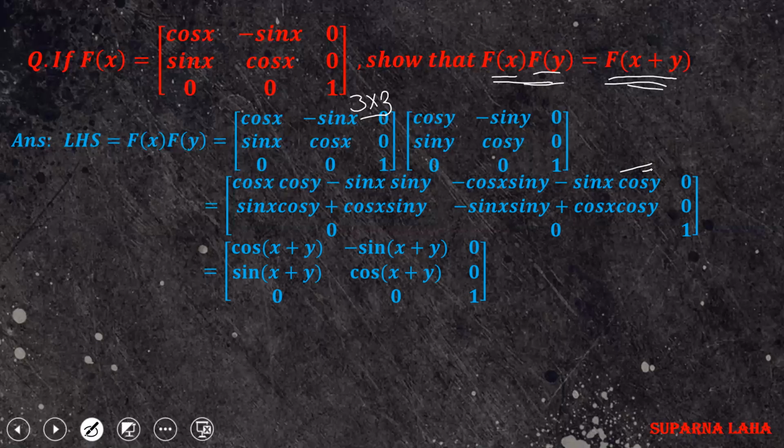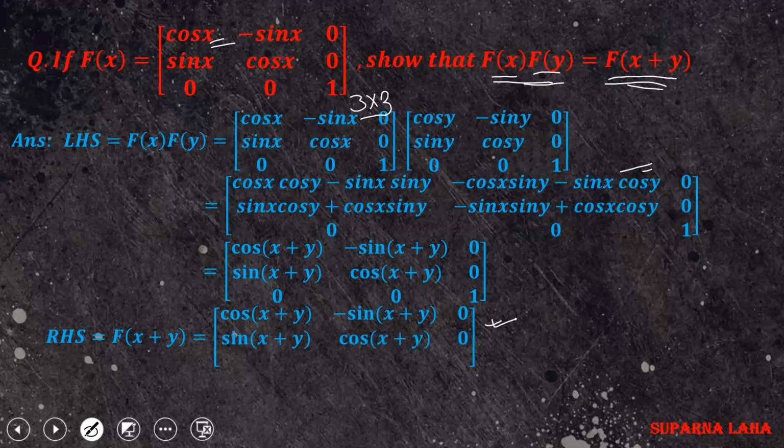And I can write this value. What is then RHS, f(x plus y)? That means we need to put x plus y in the place of x. So let's put it, and let's check LHS equal to RHS or not. In the place of x, if you put x plus y, it will look like that. That is cos of x plus y, minus sin of x plus y, 0, sin of x plus y, cos of x plus y, 0, and 0, 0, 1. So LHS is equal to RHS. So we proved it. These two values are equal. So let's move to the next problem.